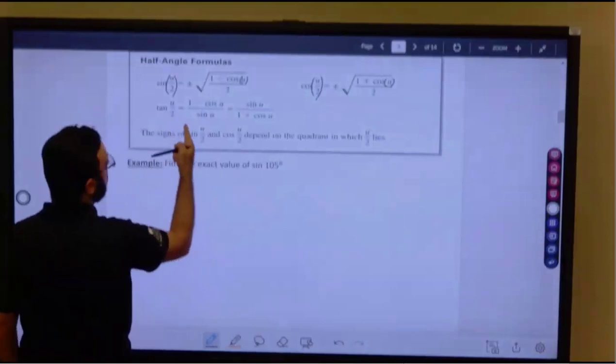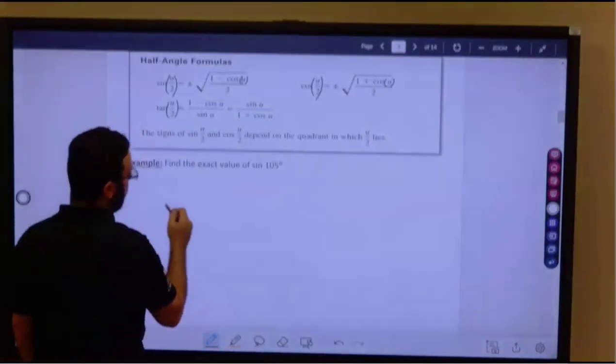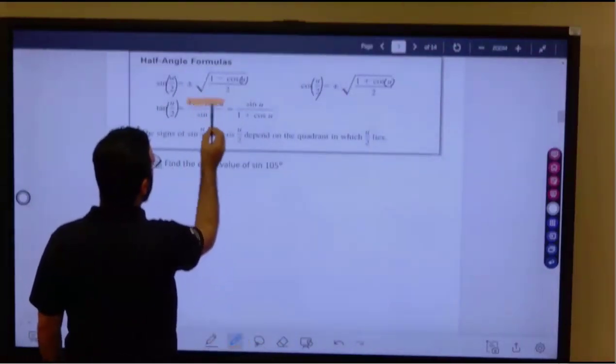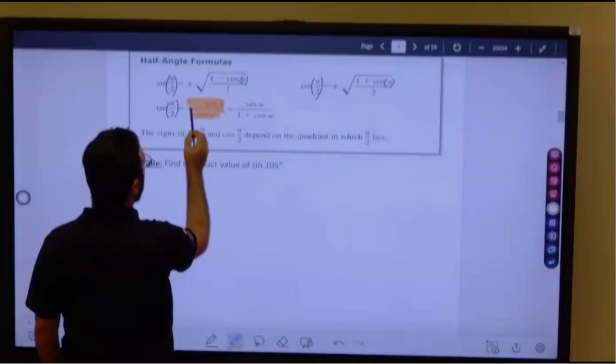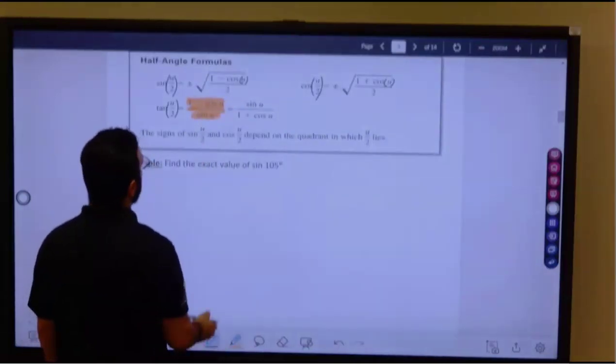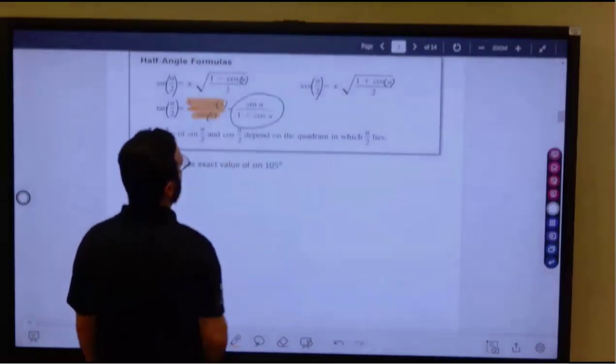And for the tangent, we have 2 parts for the tangent. Tangent of u divided by 2, you can use this part by saying 1 minus cosine u divided by sine u, or you can use this part.